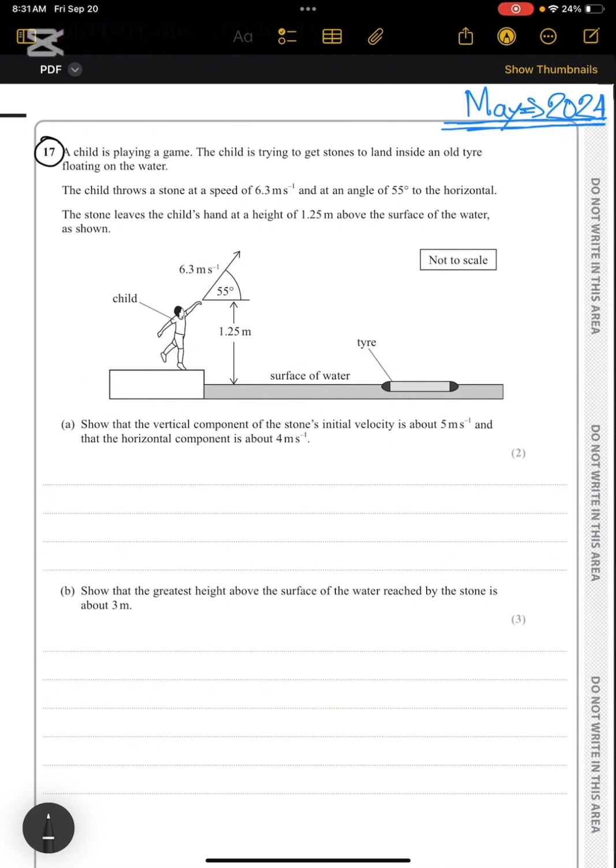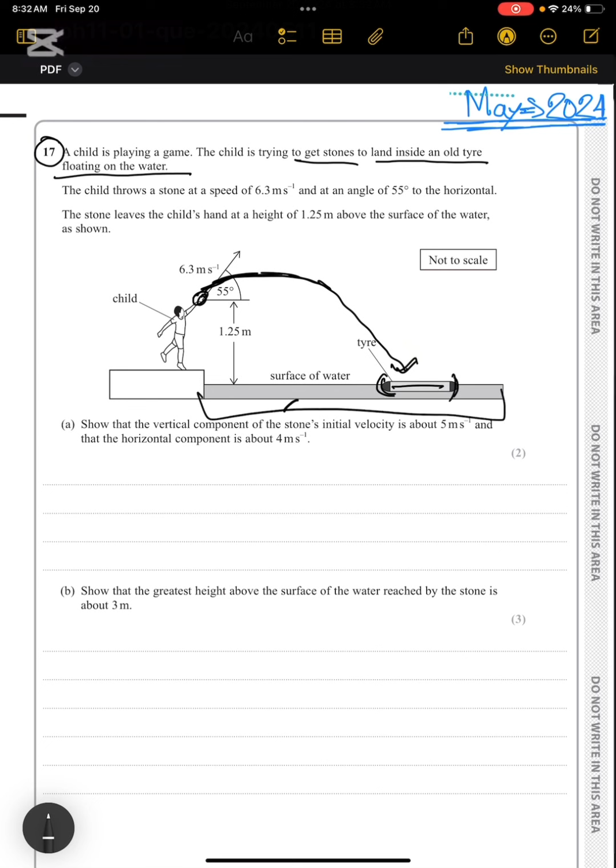So let's start solving. They have said a child is playing a game. The child is trying to get stones to land inside an old tire floating on the water. So basically the child is just trying to get this ball onto this tire by launching it in the air. He wants it to land in between this tire which is floating in the water.